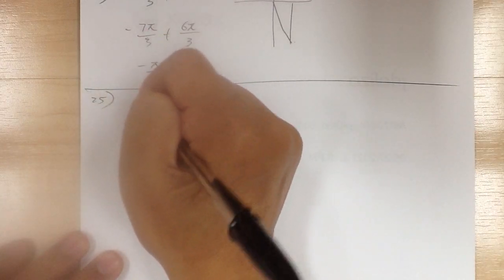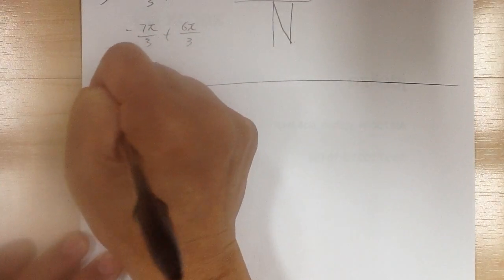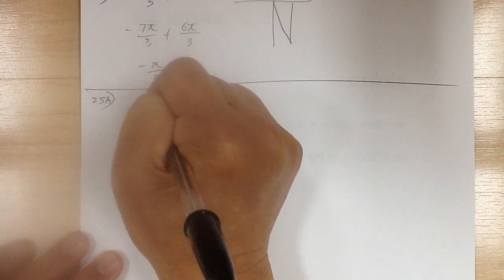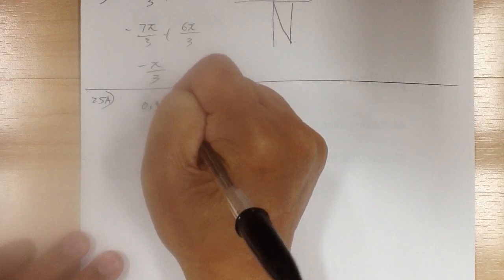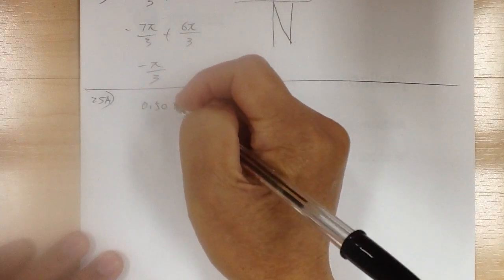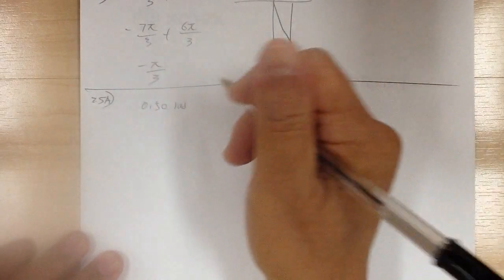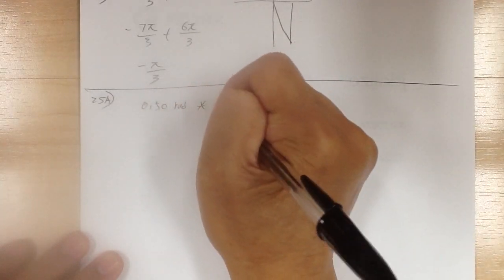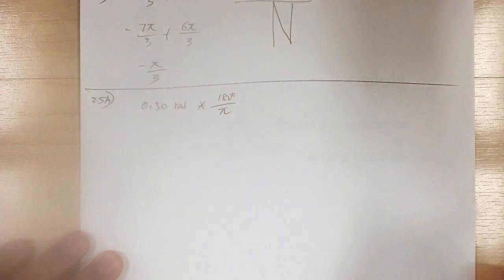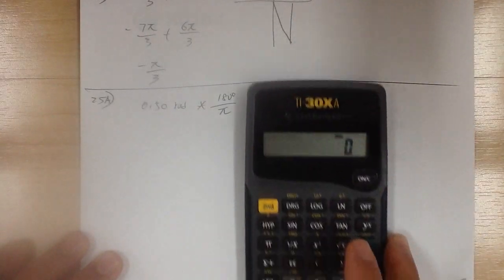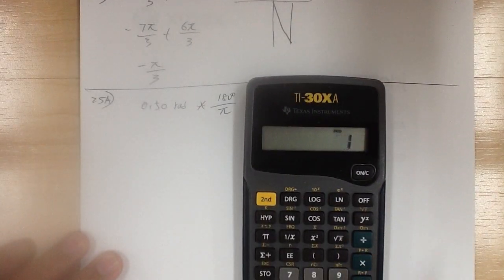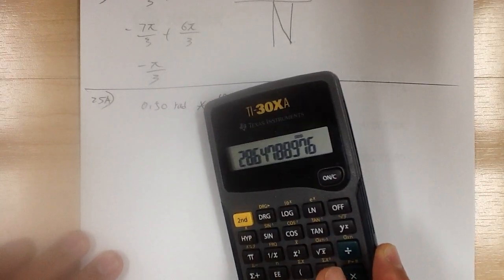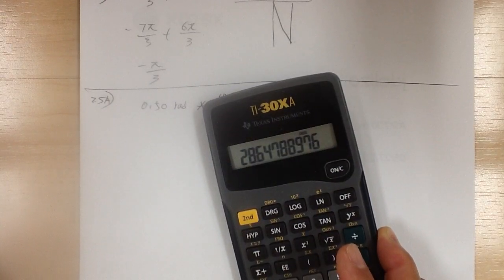Okay, so 25a. For this one, we're just going to do a. So 0.50 rad, or radian. To convert, I can just use a calculator. To convert into degrees, you just multiply by 180 degrees over pi. So 0.5 times 180 divided by pi equals, let me see how many.